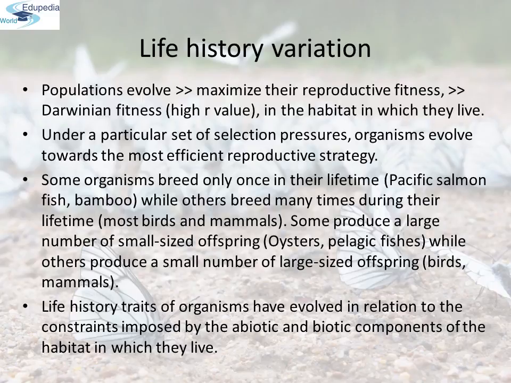Some produce a large number of small-sized offspring, for example oysters and pelagic fishes, while others produce a small number of large-sized offspring; birds and mammals are the examples. Ecologists suggest that life history traits of organisms have evolved in relation to the constraints imposed by the abiotic and biotic components of the habitat in which they live.